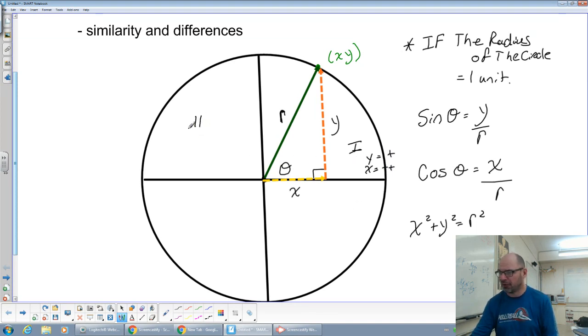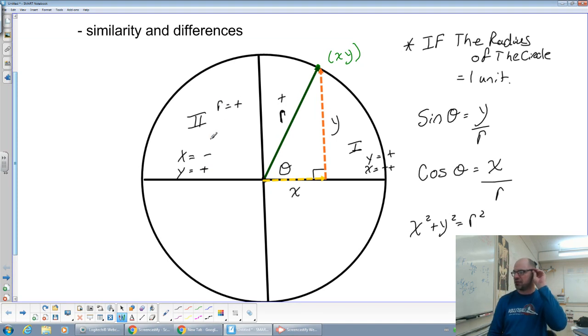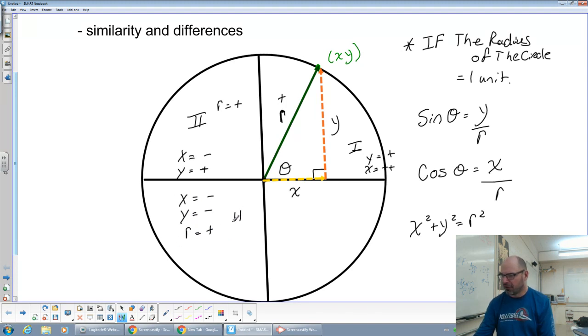In the second quadrant here, r is always considered positive. In the second quadrant, x is going backwards, so x is considered a negative value, and y, because it's going up still, is a positive value. And again, r is always positive, that hypotenuse squared, so r always ends up being a positive value. If we go into the third quadrant, it's going backwards and down, so both of these are considered negative. And r is still positive, and that's in our third quadrant of our circle.